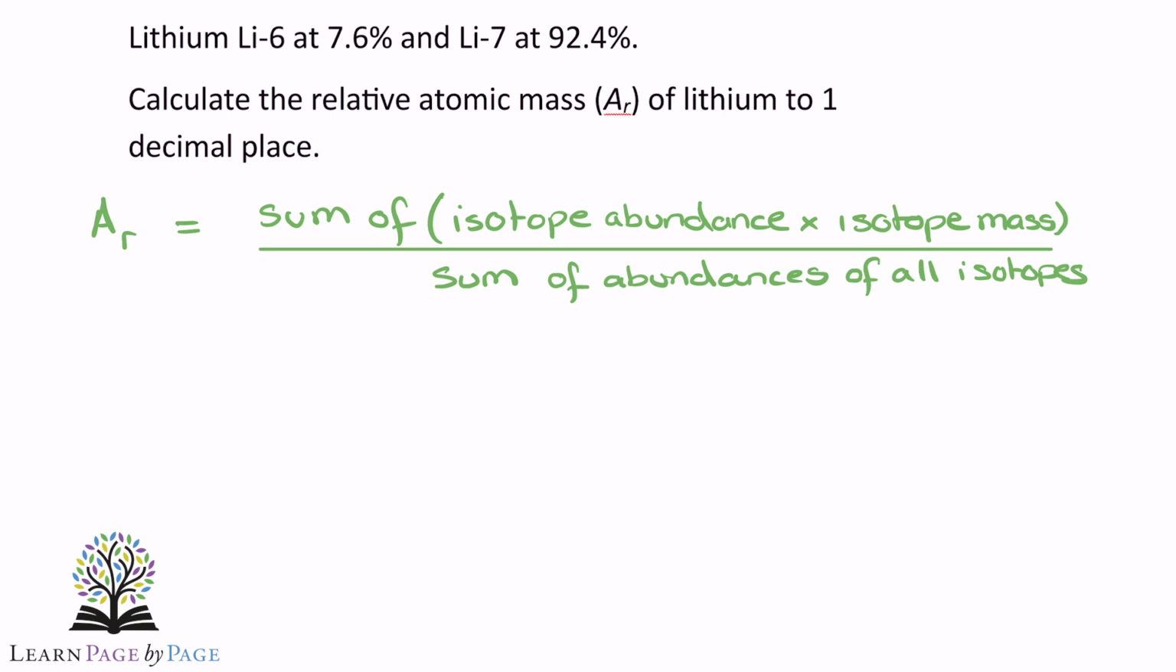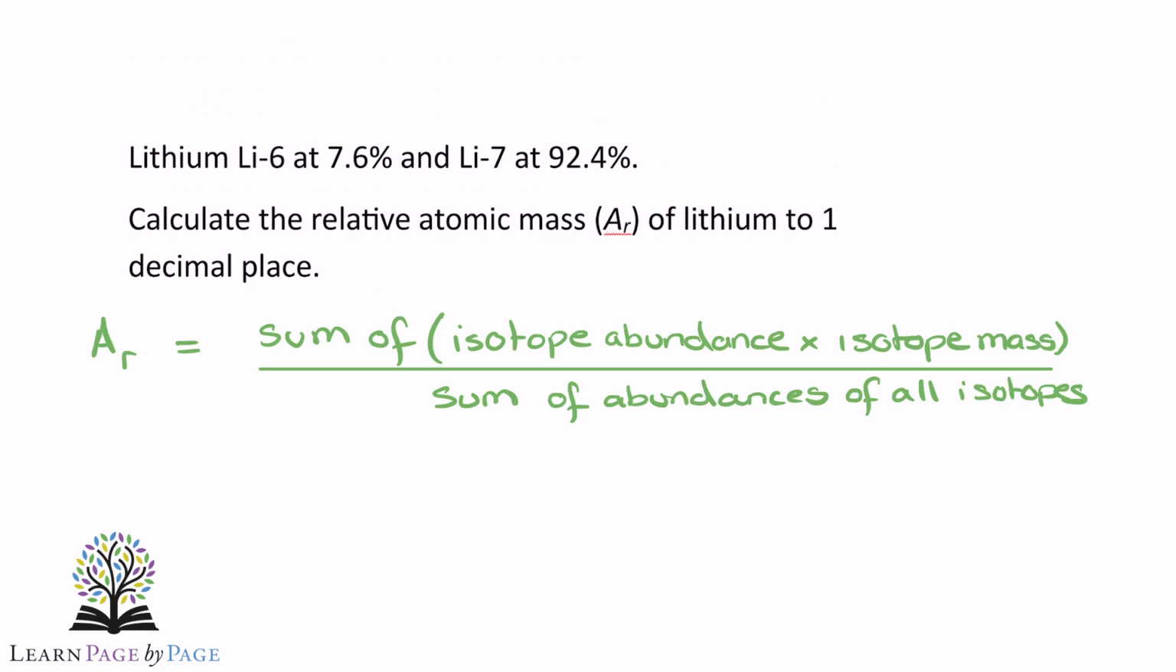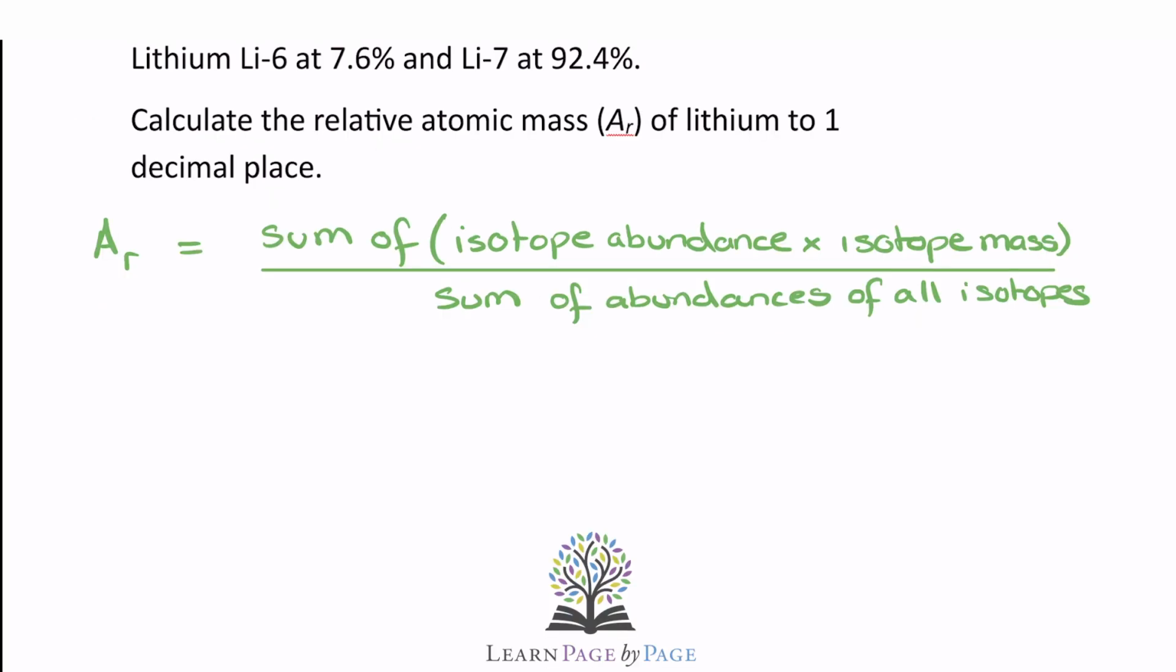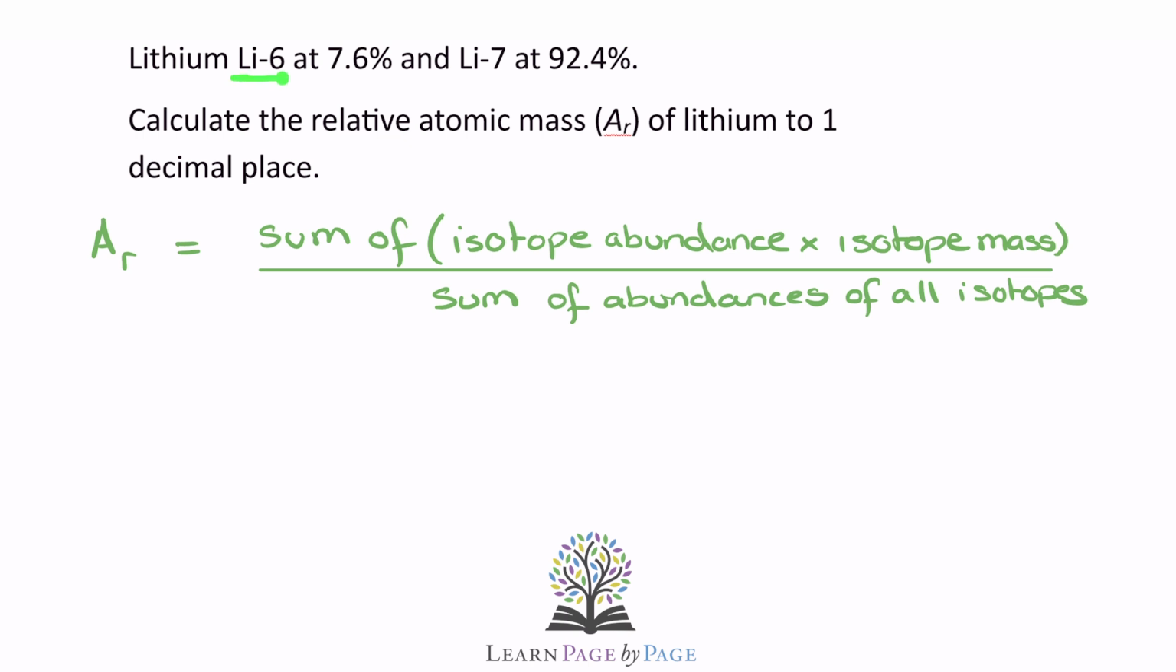So let's have a look at the structure of a lithium atom. If we look at the periodic table, there's lithium there. So on the periodic table, an atom of lithium is said to contain 7 protons and neutrons. The bottom number is your proton number. So if you say 7, take away 3, that tells you that lithium has 4 neutrons. So the 2 lithium isotopes we're dealing with here is lithium 6 and lithium 7. We go ahead and draw those, and here we are.